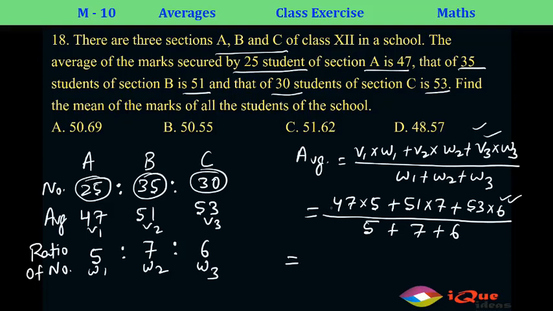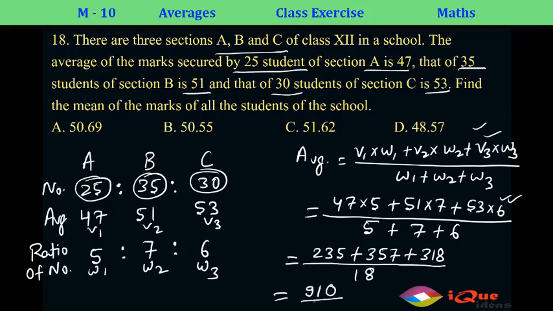Complete this calculation. 47 into 5 is 235. And 51 into 7 is 357. 53 into 6 is 318. Now this is divided by 5 plus 7 plus 6, which is 18. So what do we have here? We have 235 plus 357 plus 318. If you add them, you will get 910 divided by 18. So if we simply divide, it is 50.55. This is the average marks of the entire class together, which is option B. So it was a normal question of simple calculation of averages.